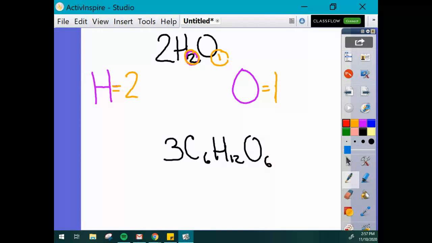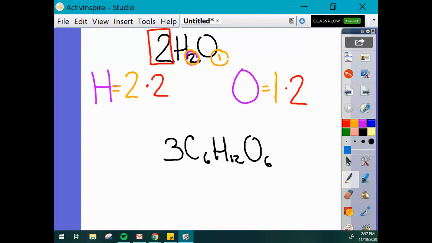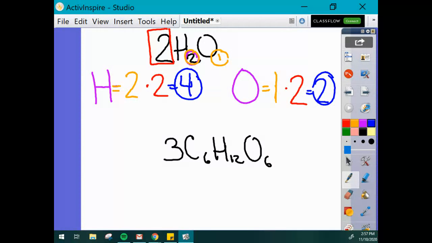Now, because I have a coefficient here, it's telling me how many molecules of H2O I have total. So here I've got 2 molecules. So I'm going to bring down this coefficient and multiply it by our subscripts. So if I solve each problem, 2 times 2 gives me 4. I've got 4 hydrogens in this example. Over here, 1 times 2 is 2. So I've got 2 oxygens in this example.